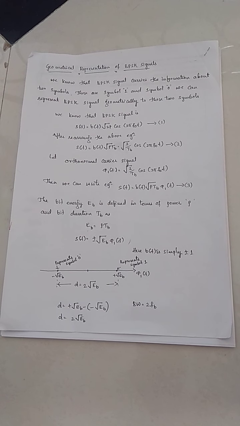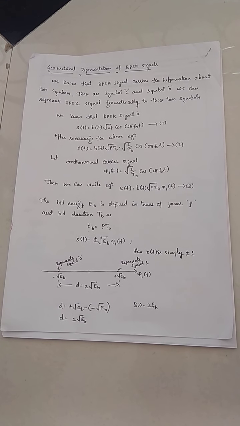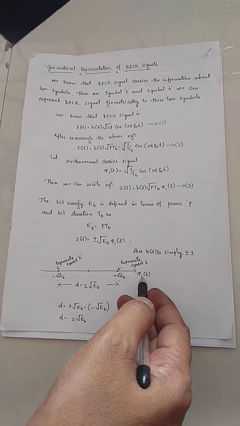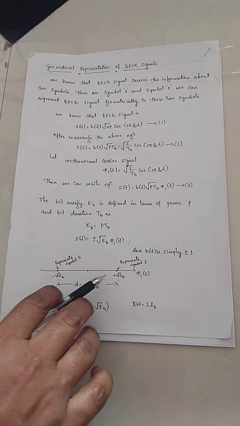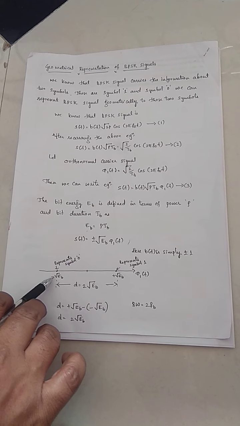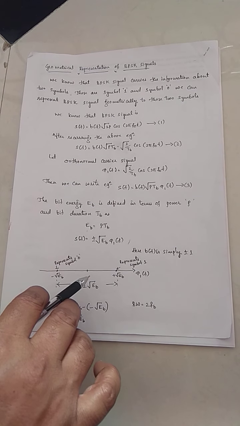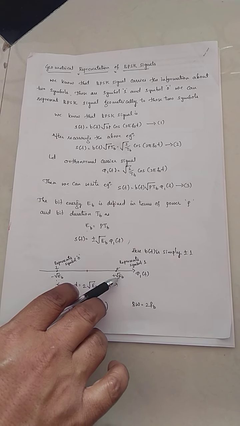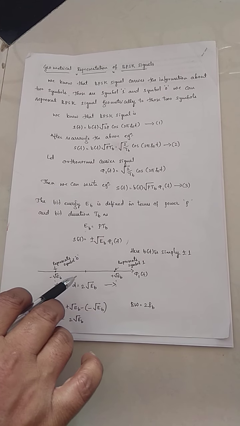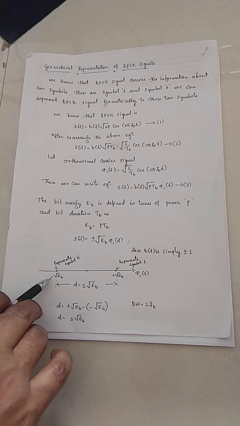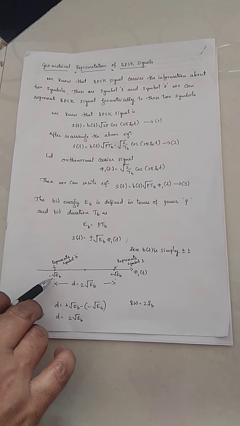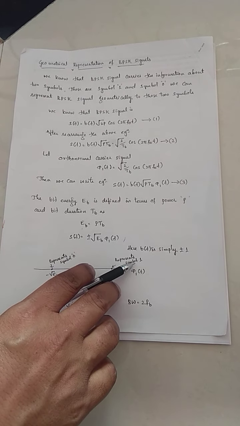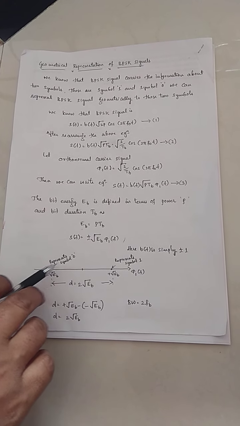On the single line of phi 1 of t, there will be 2 points. This is one point and this is the other point. One point is located at plus square root of Eb and the other point is located at minus square root of Eb. The first point is represented as symbol 1. This represents symbol 0.